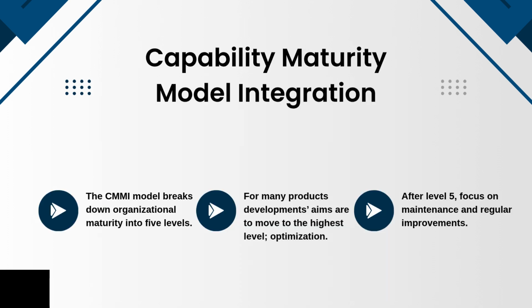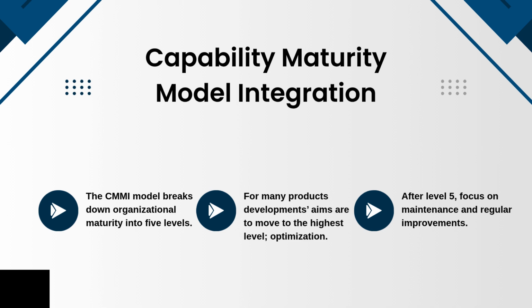As shown on this slide, the CMMI model divides organizational maturity into 5 different levels. Each level represents how well an organization manages and improves its processes. As an organization moves from one level to the next, its processes become more structured, more efficient, and more effective. For many organizations, especially those involved in product development, the main goal is to reach the highest maturity level, which is Level 5, Optimizing.